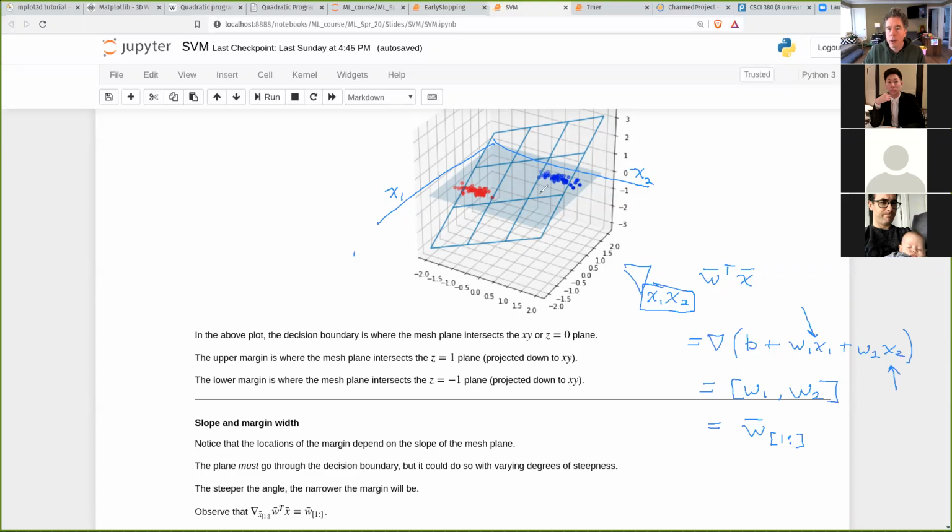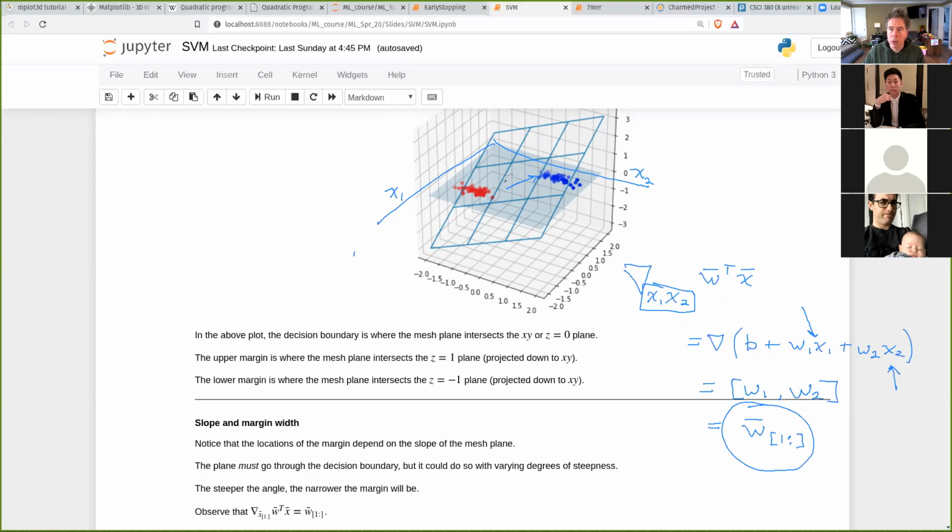So what does that tell you? That tells you the direction, the uphill direction for this plane. So W is going to be pointing in this direction. This W is going to be pointing in the direction that is uphill for this plane.